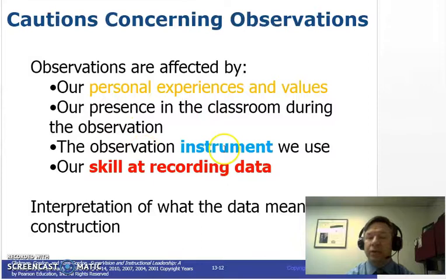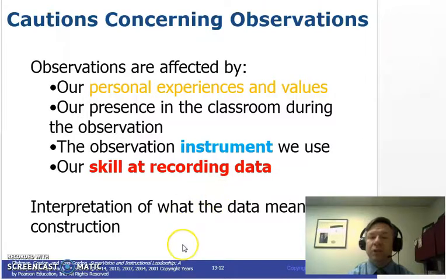The observation instrument, as we talked about, you're probably going to be using Danielson or possibly one of the athletic checklists that are also found online on Canvas. And then also, when you're new to this process, the skill at recording the data. You can't get everything, and it is a challenge, and it is only over time and practice, and a lot of practice, that you zoom in and you hone your skills as to what you're looking for in a lesson.